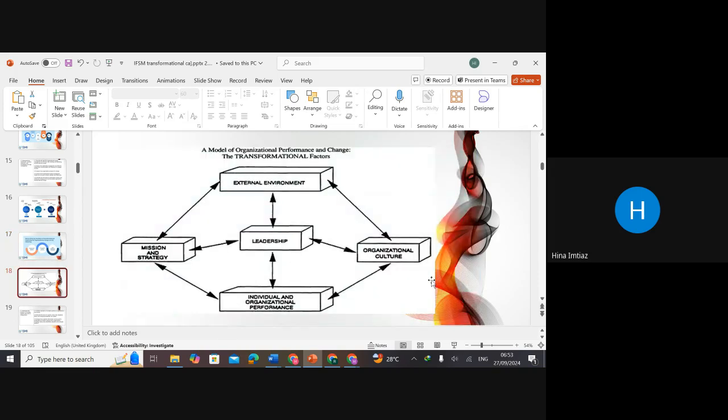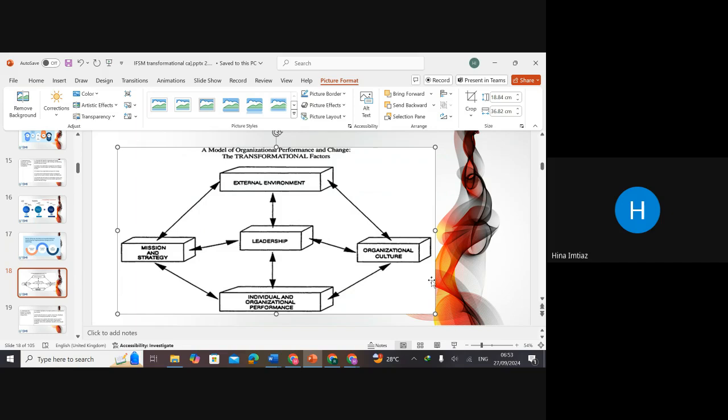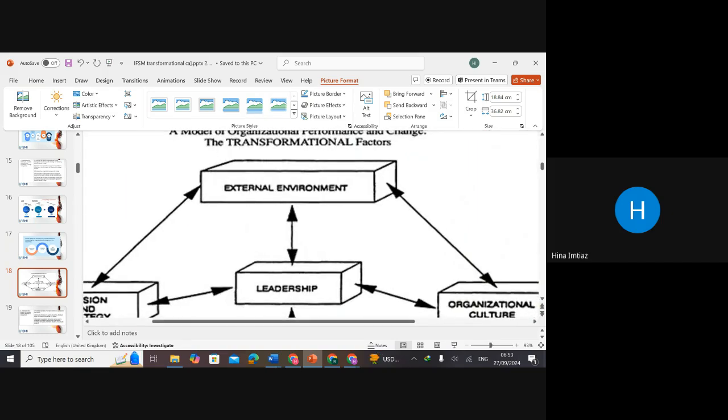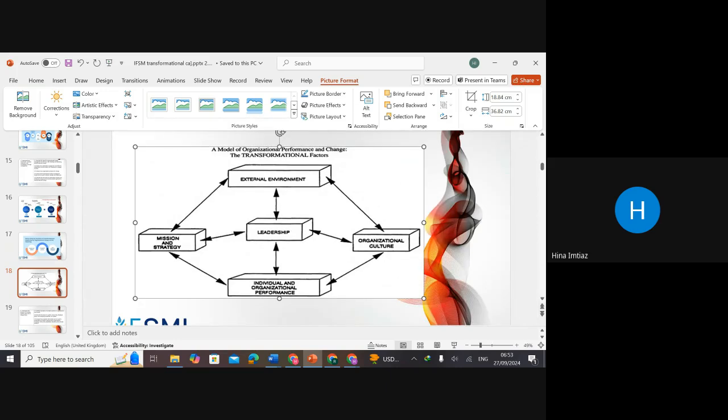Moving towards the next slide, okay, here is the model of organization performance and change, that is, the transformational factors. If you look into this diagram, we have the external environment, we have the mission and the strategy, which is directly reflected in the leadership. We have the individual and organizational performance, and then we have the organization culture.